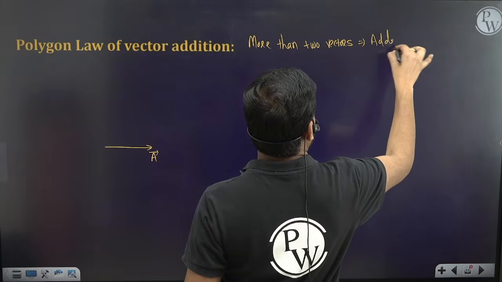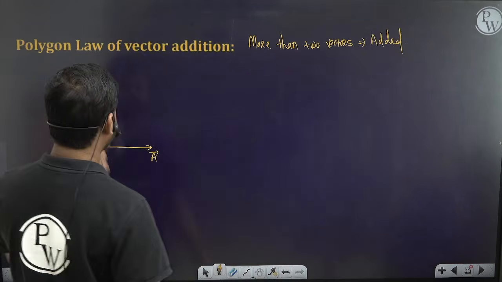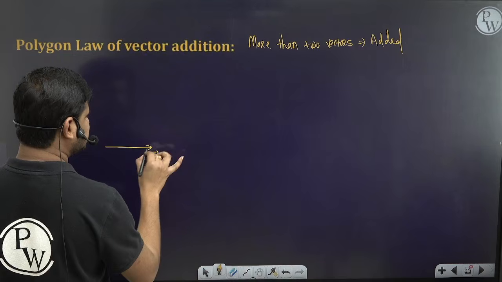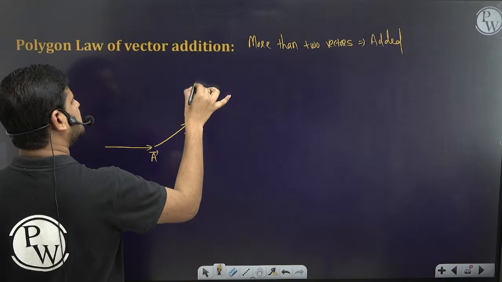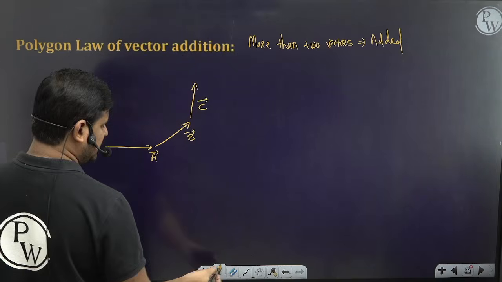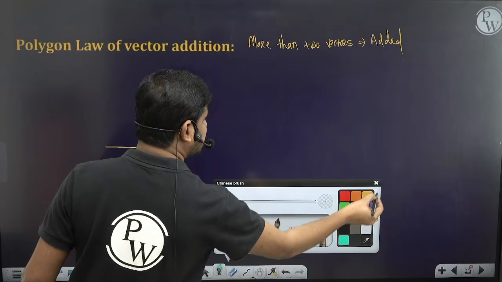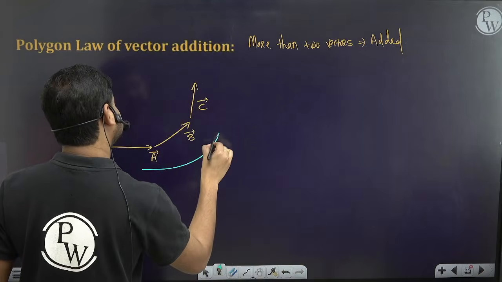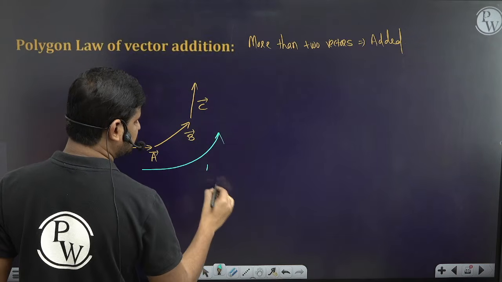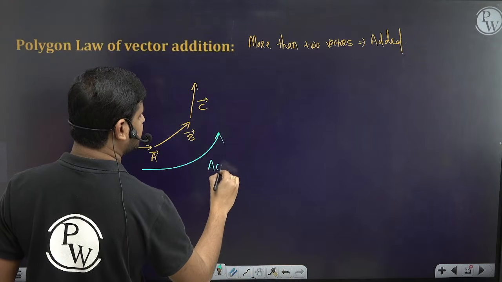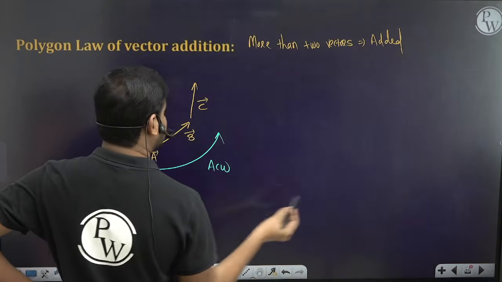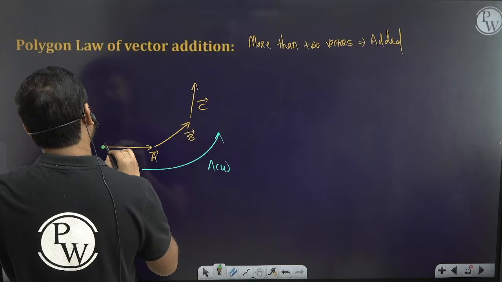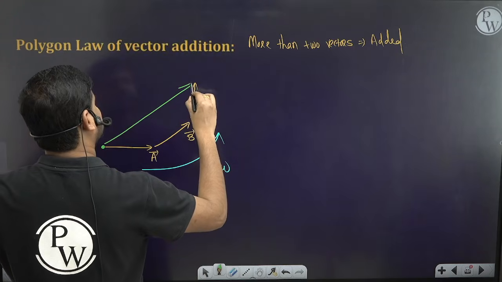More than two vectors to be added. In such cases you can go for the polygon law. Consider this is vector A, let this be vector B, let this be vector C. If all these vectors are taken in the same direction, here A, B, C, these three are in the anti-clockwise direction. Now the resultant will be obtained by connecting the tail of the first vector to the head of the last vector, that's it.